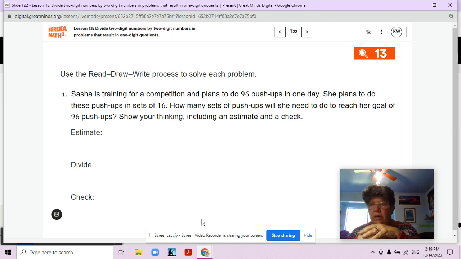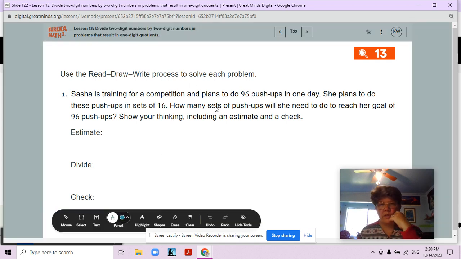All right, so kind of like when I'm doing my swimming math, she's doing some push-up math. We do use math a lot of time in real life, including in fitness. So first we have estimate, divide, and check. So let's start with our estimate. Well, let's start with what is our problem here. What is the division problem?